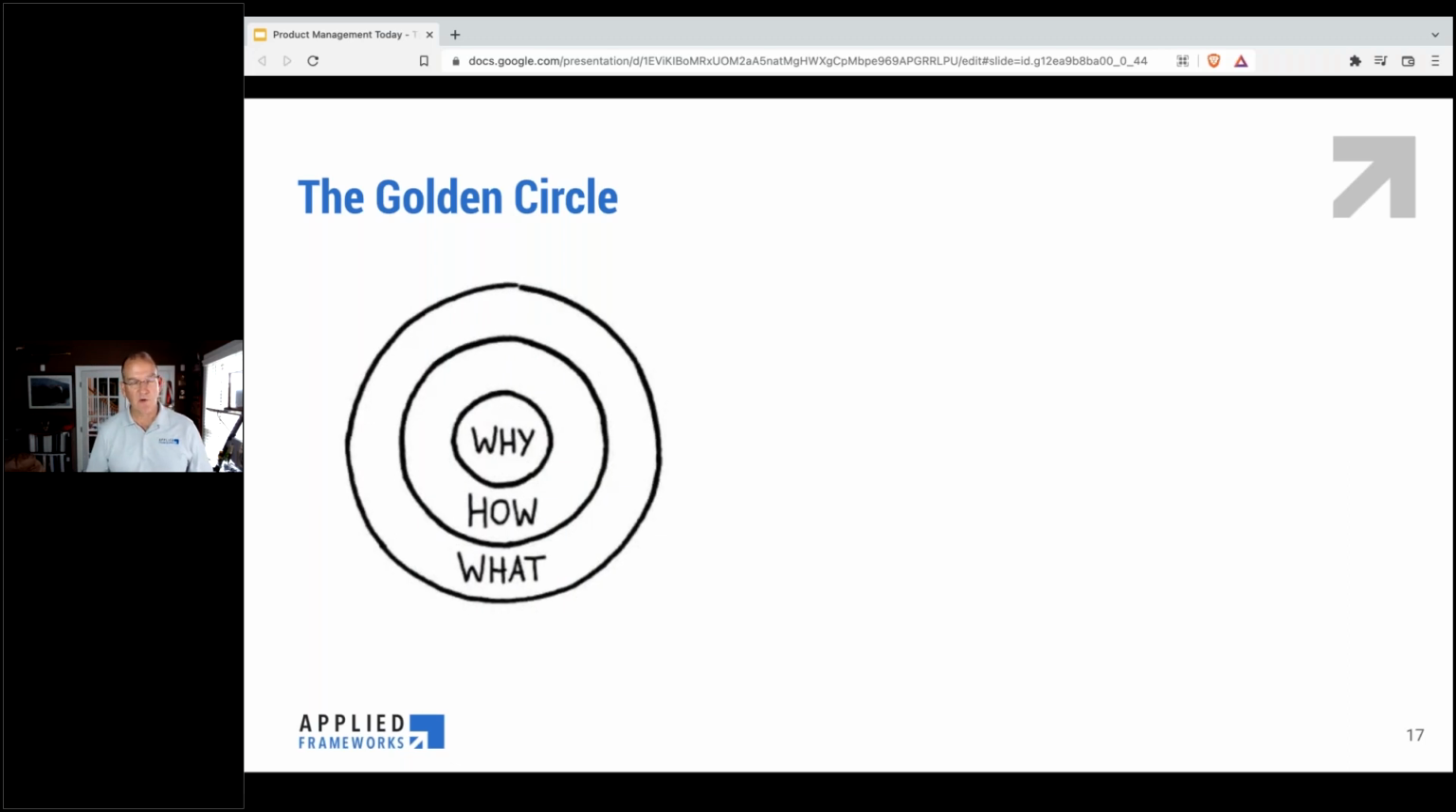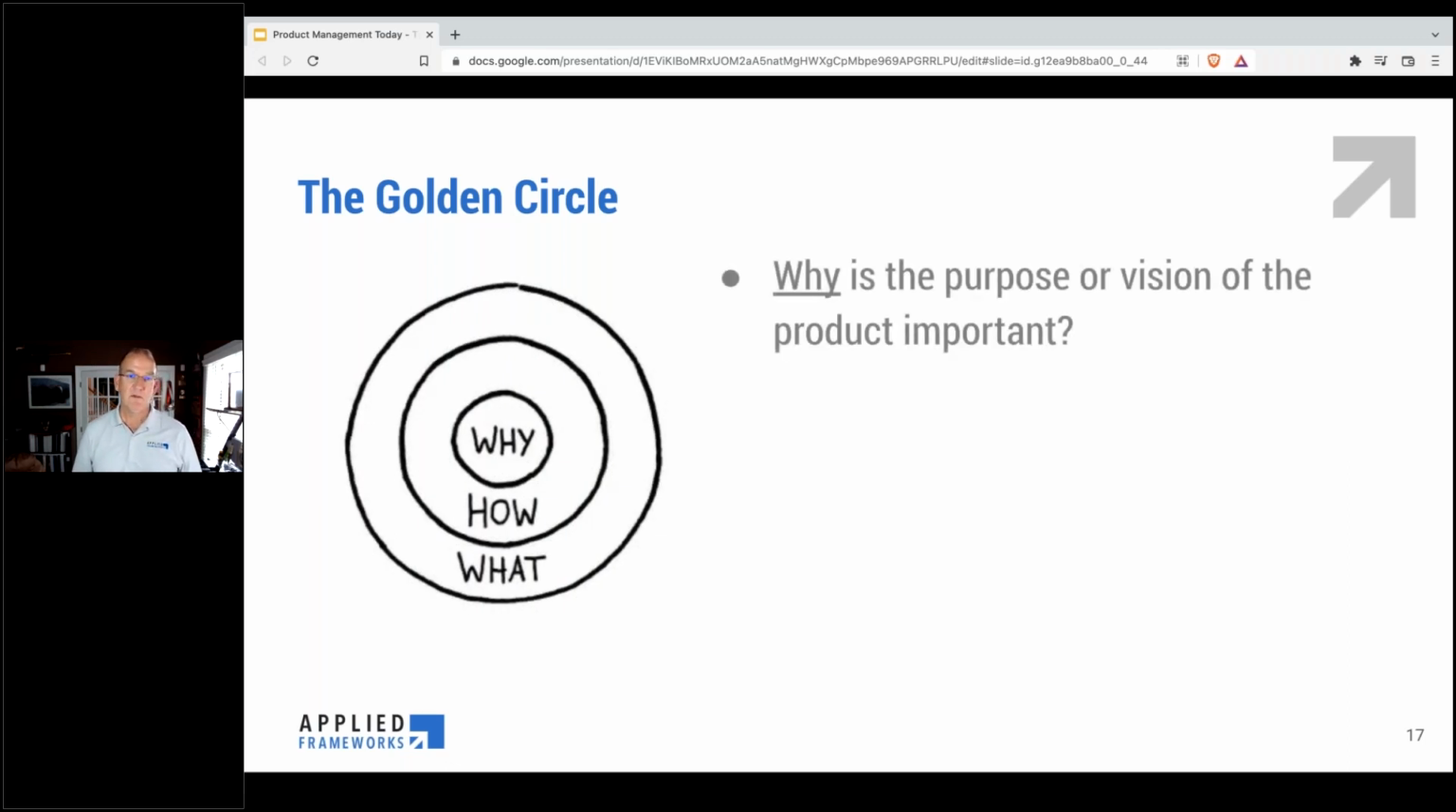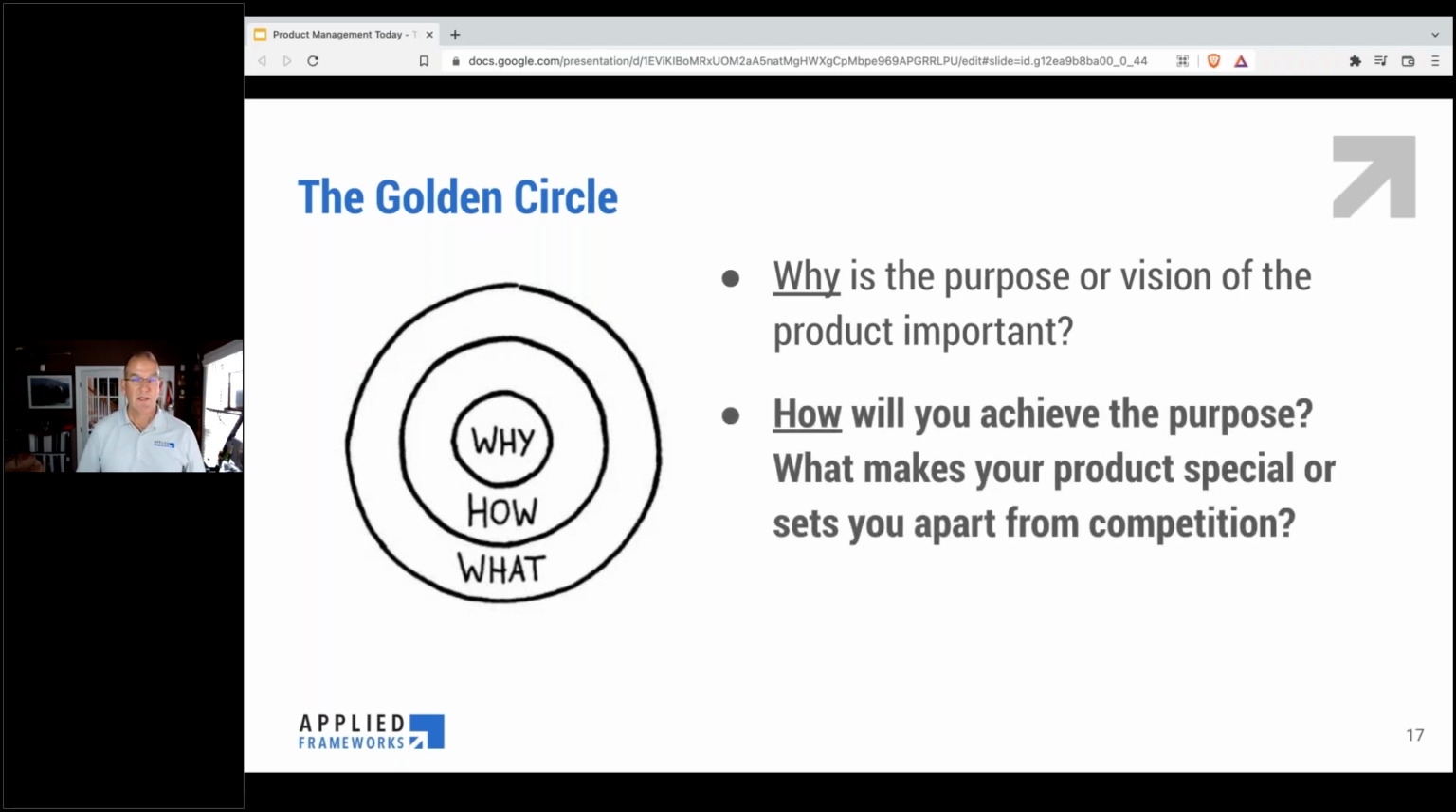It's a great tool for describing the strategy because it starts with why. Why is the purpose or vision that we're pursuing important to customers? Once we describe that, then we can actually identify the strategy. How will we achieve that purpose? And what's going to make our product special or set apart from the competition or any other alternatives?